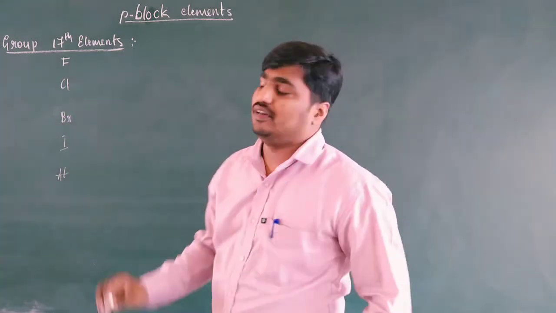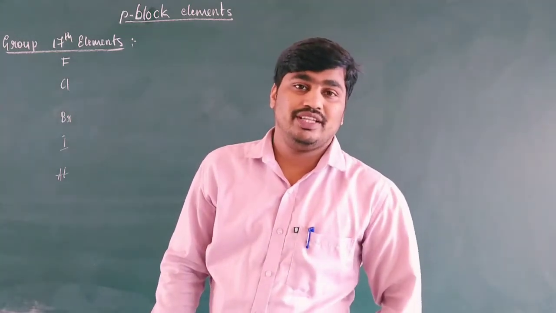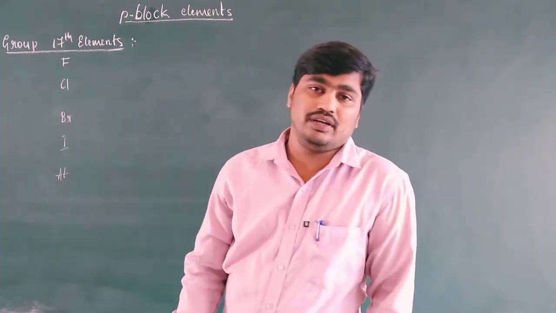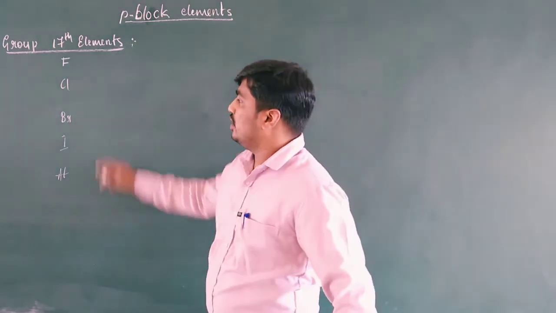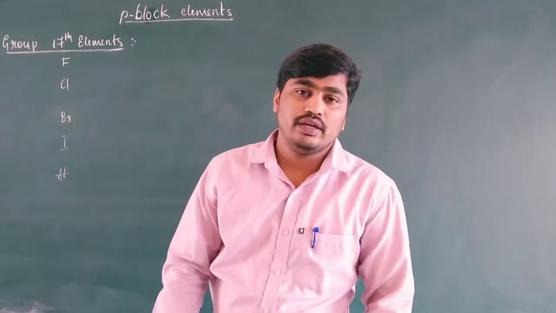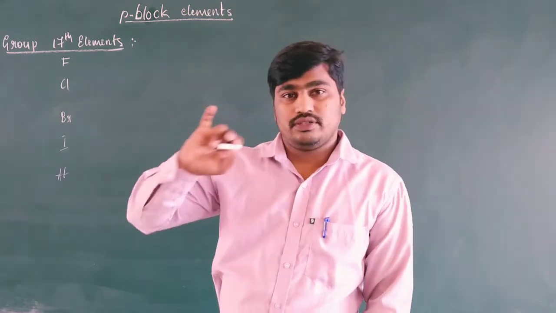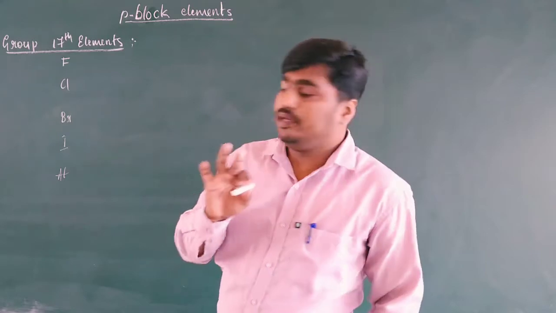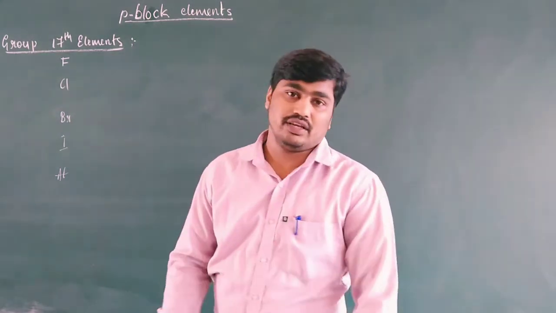As usual, for remembering purposes, the elements of group 17 are memorized using one funny sentence: First Class Biryani In Australia. First because fluorine F, Class chlorine, Biryani bromine, In iodine, and Australia astatine.